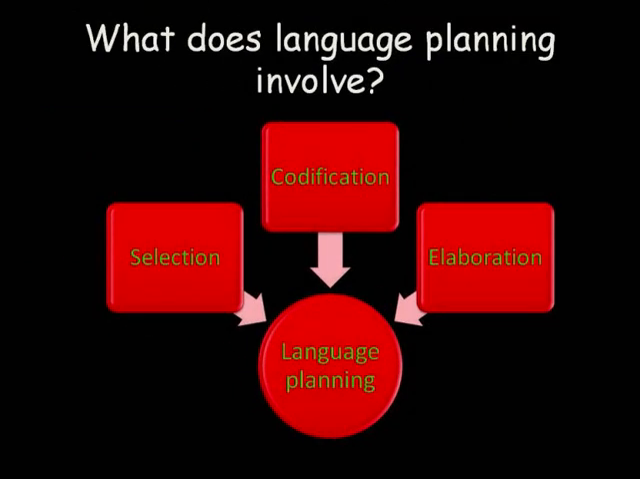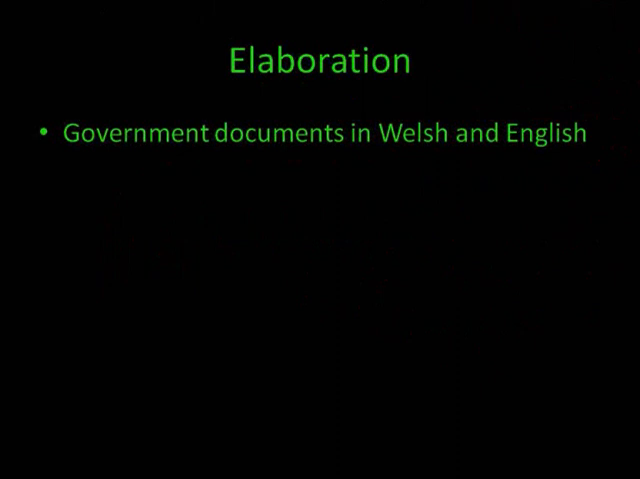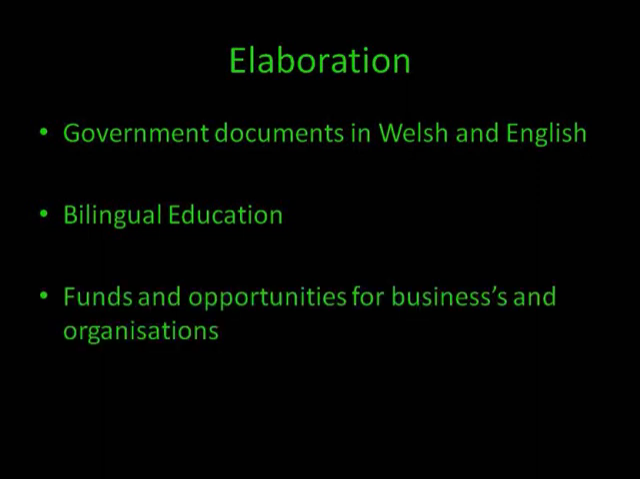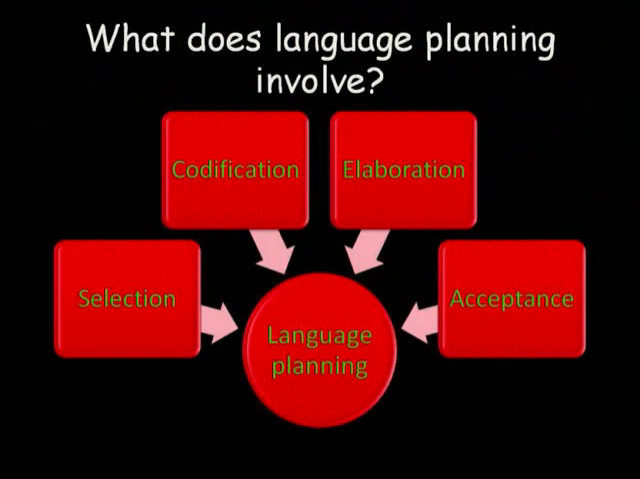The third phase is elaboration. In order for Welsh to become widespread, resources had to be made available in all domains. The main changes were government documentation appearing in both English and Welsh. Welsh became a medium of education, with lessons being taught widely throughout Wales, but also Welsh became a subject on the curriculum in Wales. Funds for businesses to carry out changes in order for them to become bilingual were also made available through the Welsh Language Board. The final phase is acceptance.